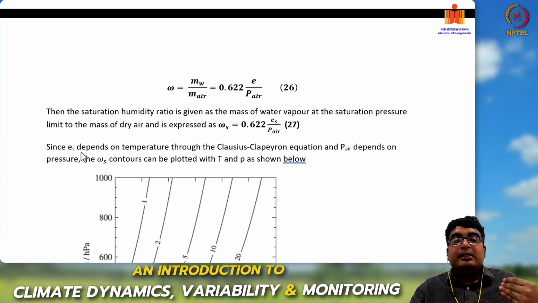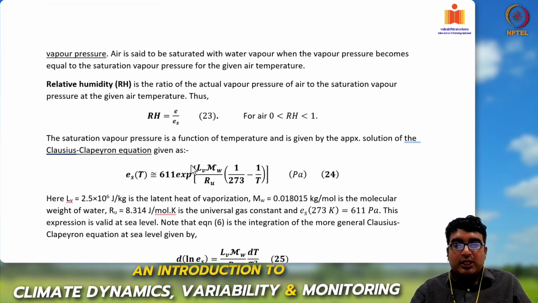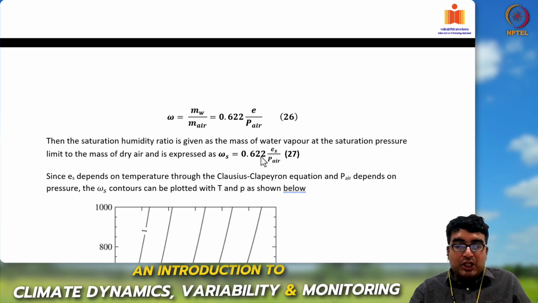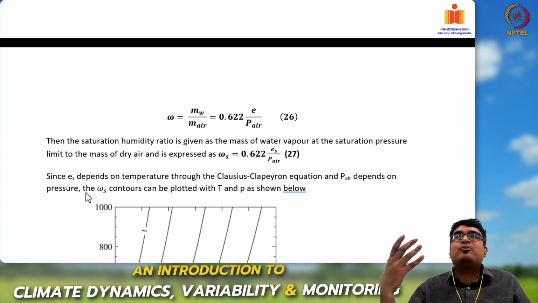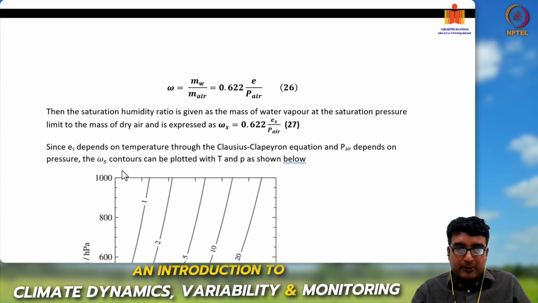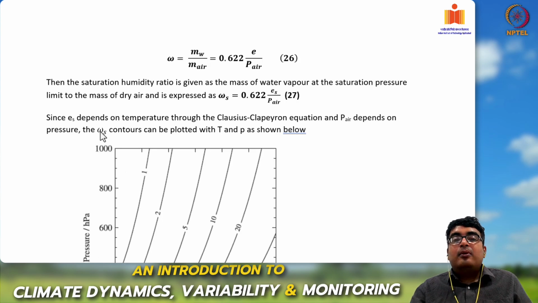Now, ES, which is the saturation vapor pressure, depends on temperature through the Clausius-Clapeyron equation. This equation here, alright? Or if you want the differential form, this is the equation. Depends on the temperature of air. And the partial pressure of dry air depends on the overall pressure itself. Okay. So as atmospheric pressure increases or decreases, the partial pressure of dry air also increases or decreases. So we can evaluate omega S contours, the values of omega S with temperature for a given parcel of air.